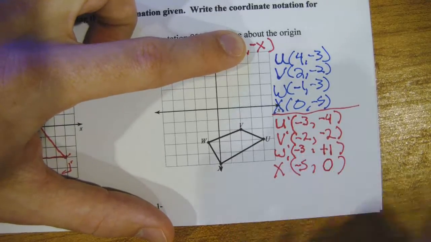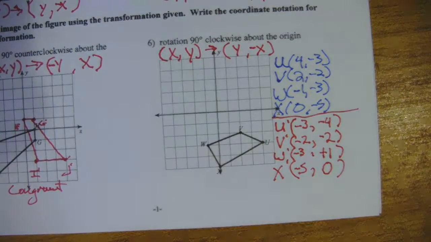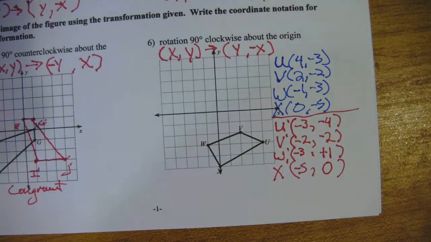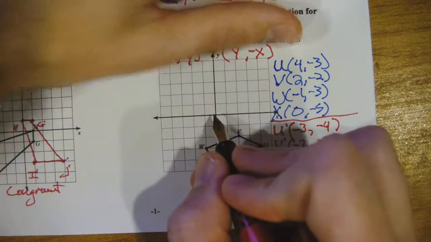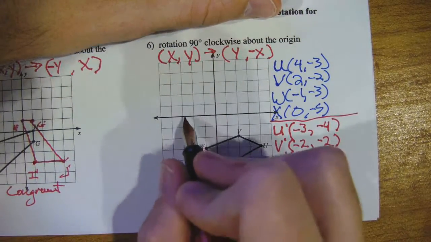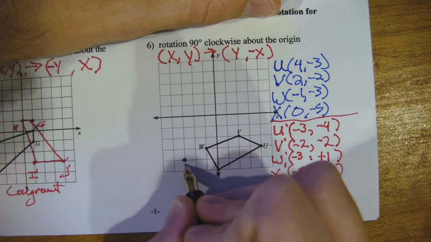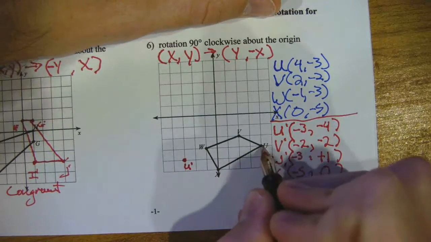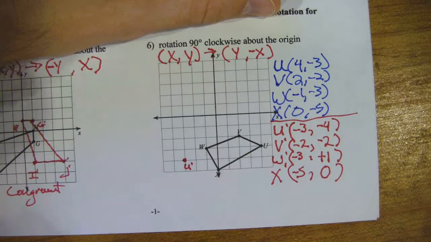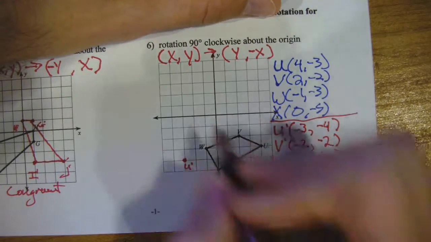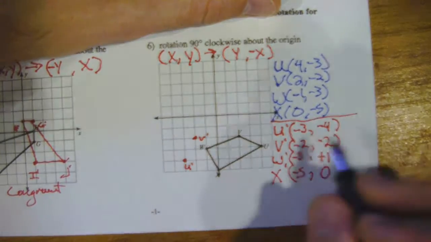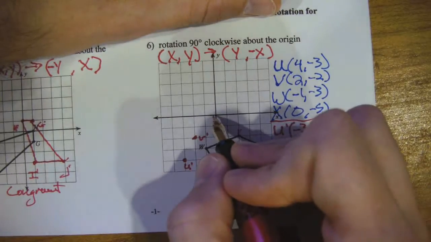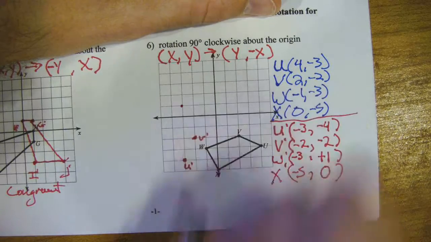So there it is. Now let's graph it just to make certain that we've done it correctly and everything's going to end up in the right spot. So U prime is going to be at -3, -4. So here it is, U prime. So notice it shifted that right-hand direction 90 degrees. Looks good so far. -2, -2. So that's here for V prime. -3, +1. So -3, +1.